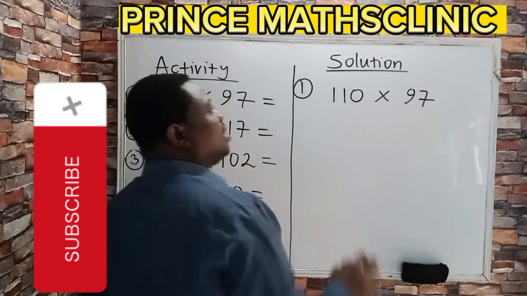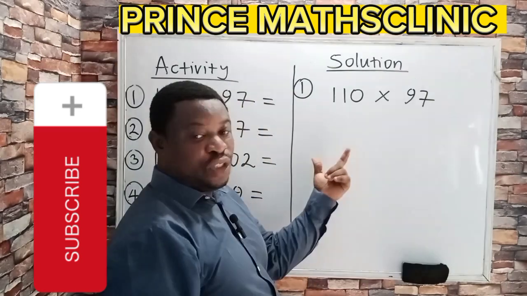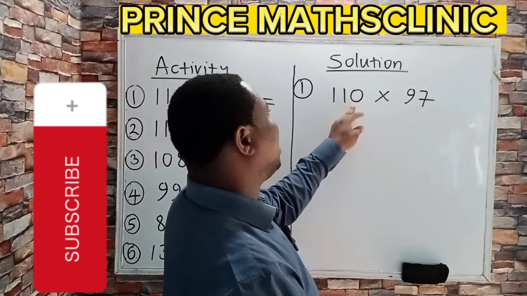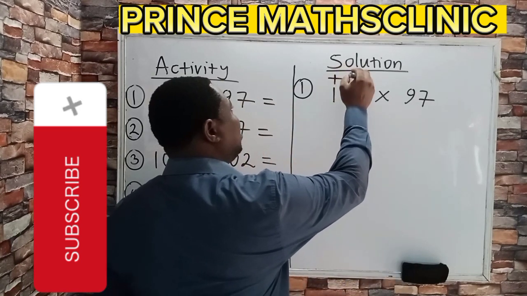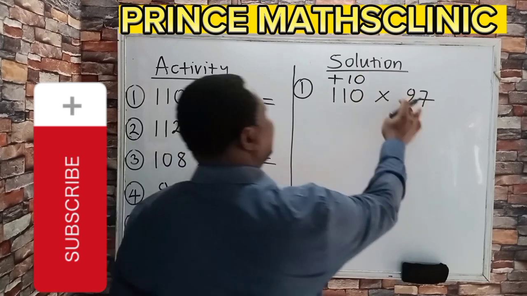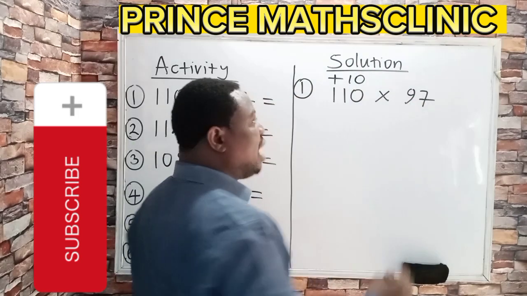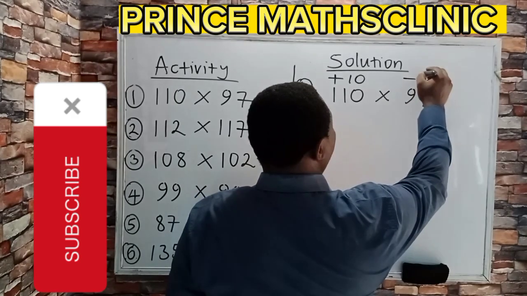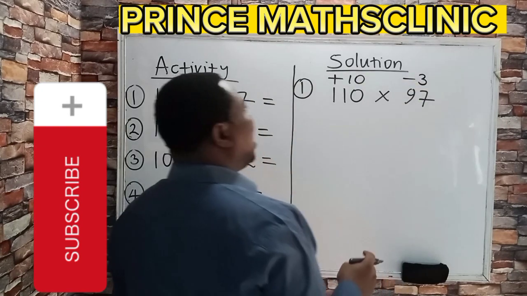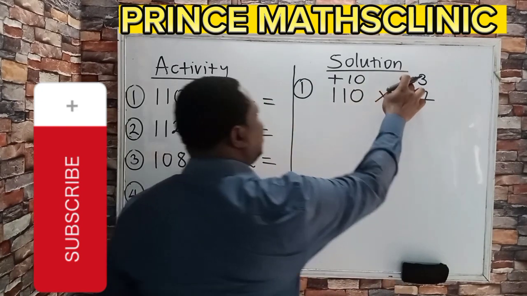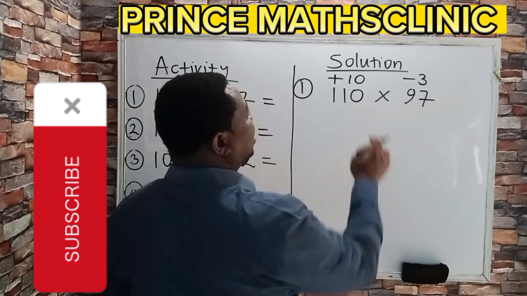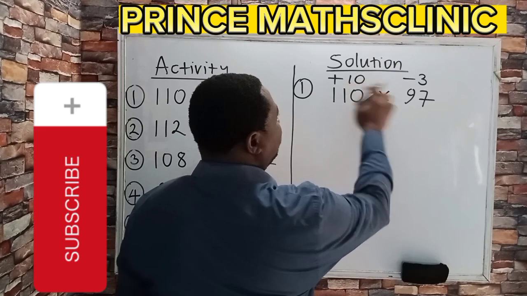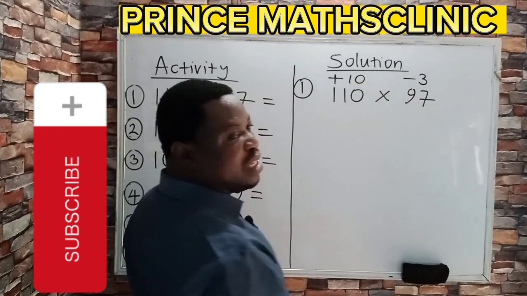Now, this is in terms of 100, right? 110 is more than 100, 10 times, so put plus 10. And 97 is less than 100, 3 times, so this is minus 3. So if you say 110 minus 3, you would have 107. And if you say 10 plus 97, you still have 107.